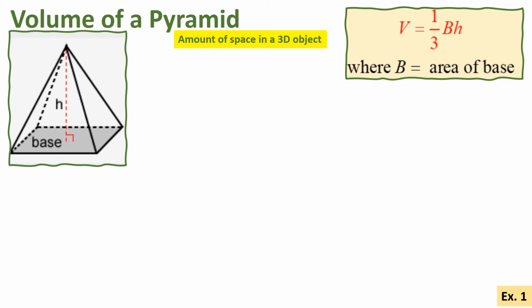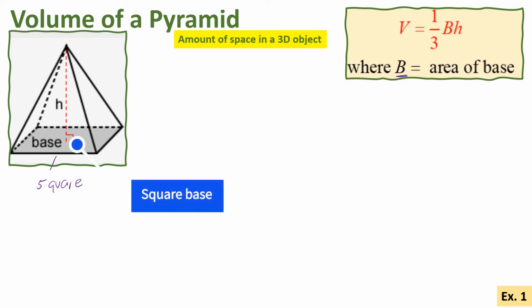The first one we're going to look at is the volume of a pyramid. The formula for volume of a pyramid is 1/3 base times height, where B is the area of the base. In the figure that we have here, the base is a square, so to find the area of the square, we would just do length times width.